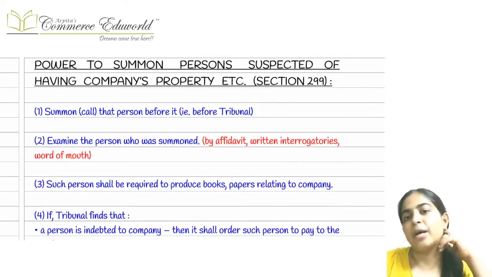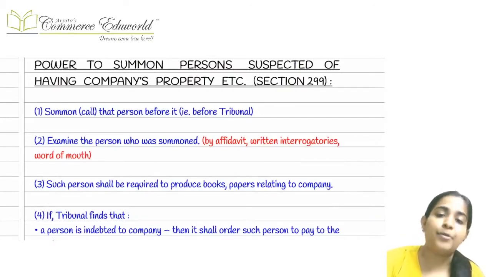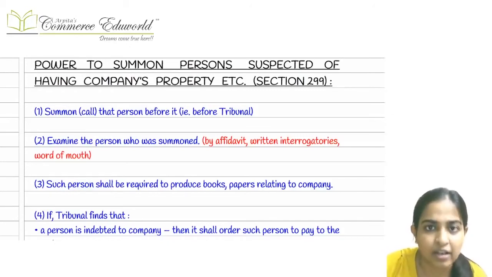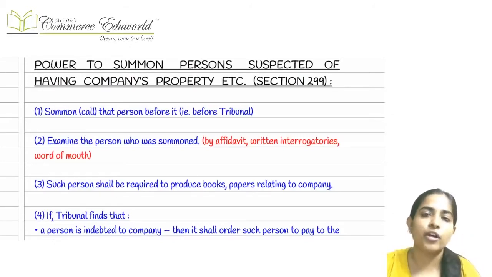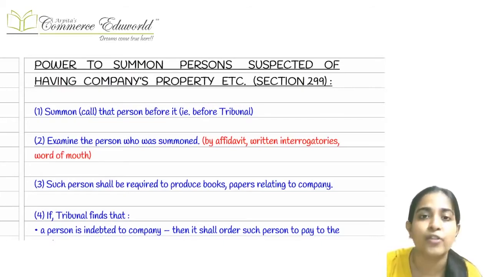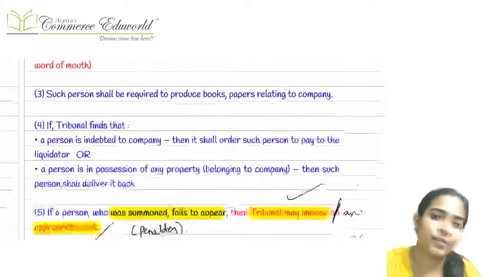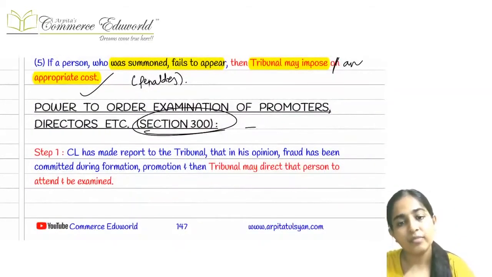Suppose the tribunal comes to know that yes, this person is in possession of the books of accounts of the company, then the tribunal will try to seize the books of accounts of the company. If the tribunal thinks that this particular person is having the assets of the company, which actually belong to the company, then it will try to recover those assets from that particular person, right?